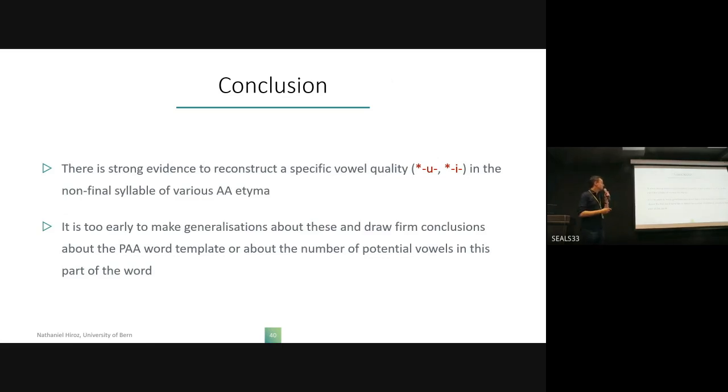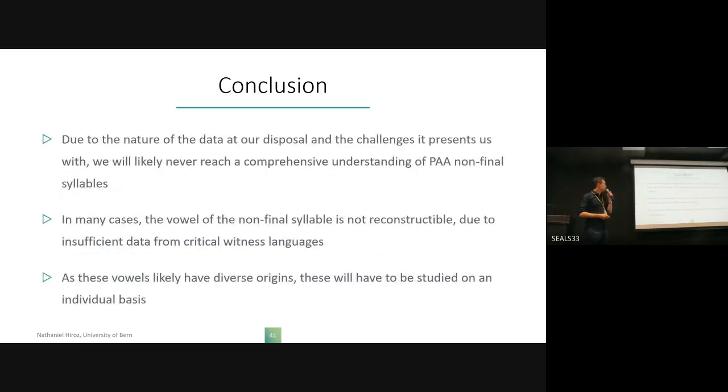So to conclude, there is maybe not strong evidence, but good evidence to reconstruct the specific vowel quality in the non-final syllable of various Austroasiatic etyma. But I think it's too early to make generalizations about this and to draw firm conclusions about the Proto-Austroasiatic word templates or about the number of potential vowels in this part of the word. Due to the nature of the data at our disposal and the challenges it presents us with, we will likely never reach a comprehensive understanding of Proto-Austroasiatic non-final syllables.